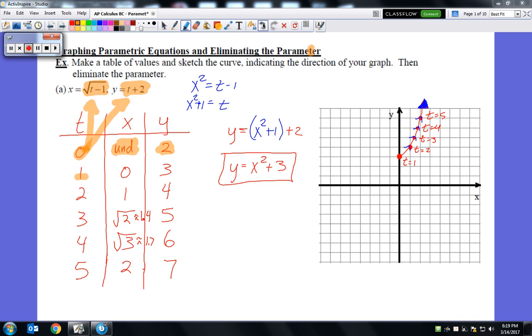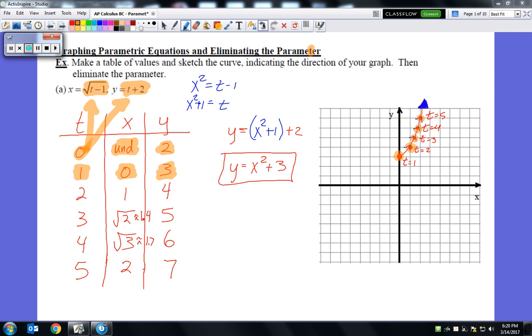But when we do have the time of 1 inputted into t, we would get the square root of 0, which of course yields 0 for the x, and then the 1 would yield 3. So my points end up becoming this 0, 3 is that time 1 point. That 1, 4 is that time 2, and I'm over here on the graph. And then square root of 2 is approximately 1.4, so 1.4 at 5, and then 1.7 at 6, and last but not least 2 at 7.